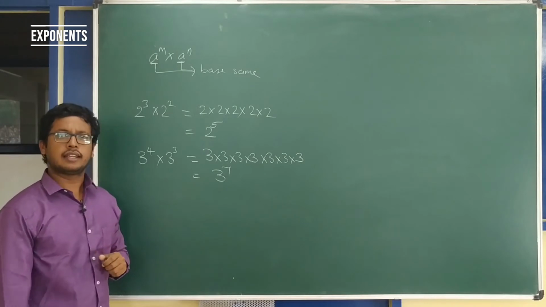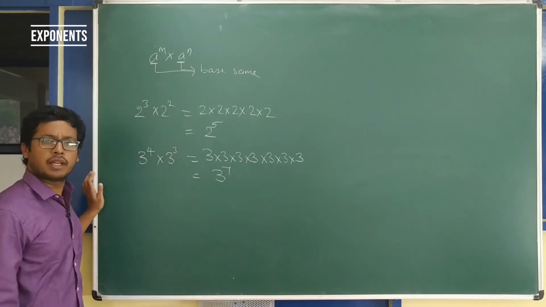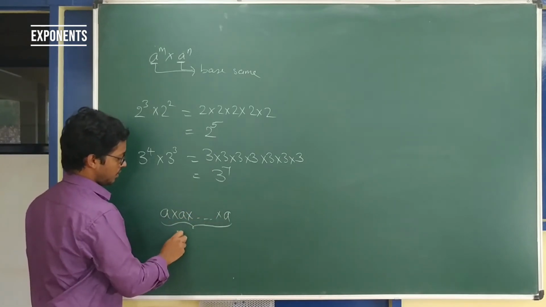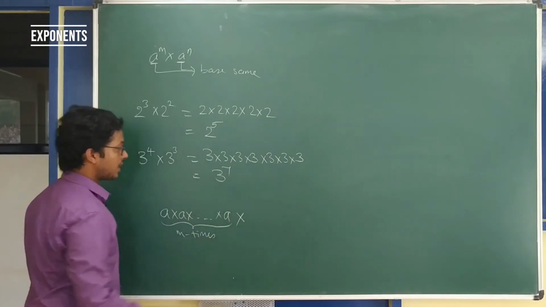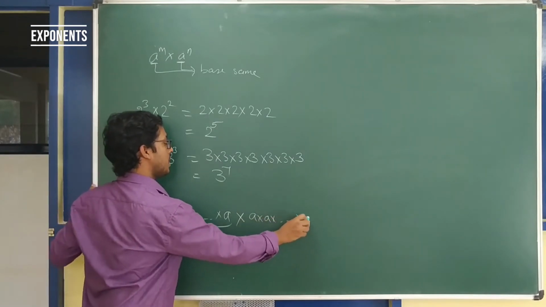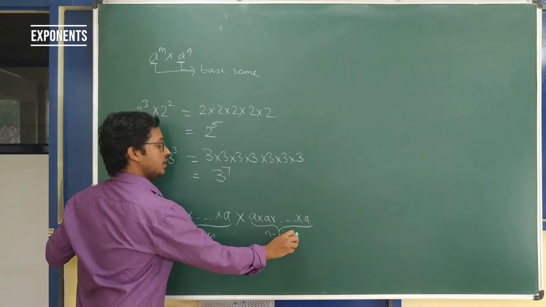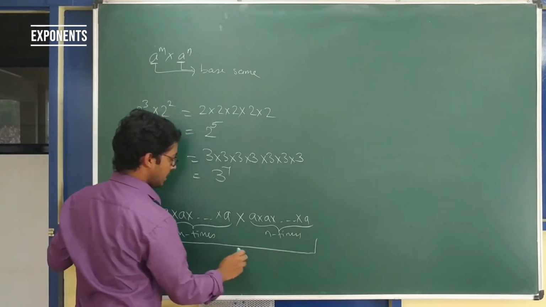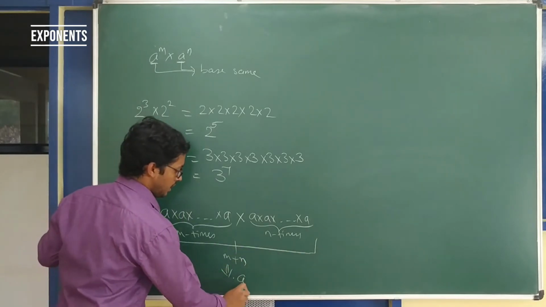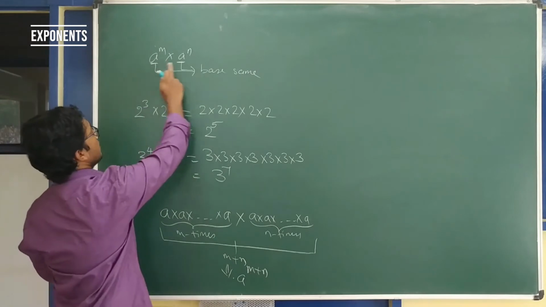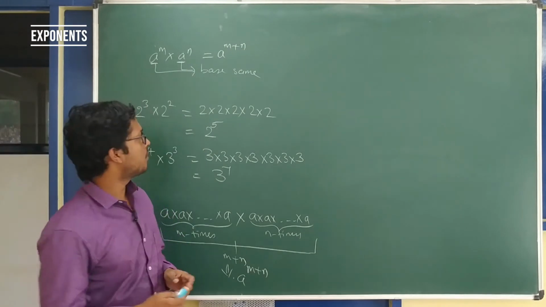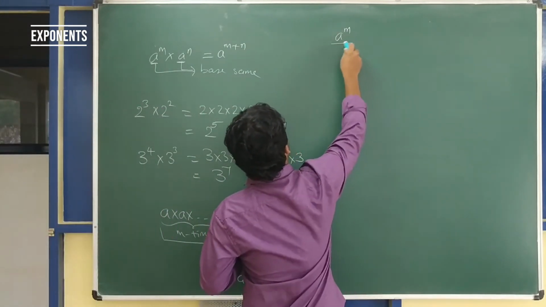Now let's generalize this: a raised to m into a raised to n. A raised to m means you multiply a m number of times, so a into a and so on up to m number of times. There are m times a here, and furthermore you multiply a n number of times. So essentially you have multiplied a how many times now? m plus n times. If you multiply a m plus n times, the answer will be a raised to m plus n. So a raised to m into a raised to n is equal to a raised to m plus n.